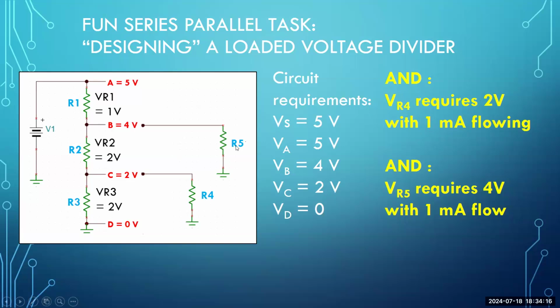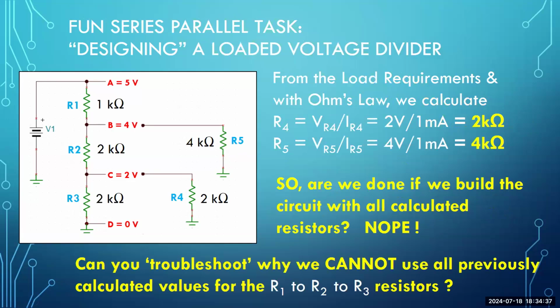By the same token, R5. How can we calculate the value of R5? Well, according to Ohm's law, the value of resistance of R5 is equal to the voltage of R5, in this case 4 volts, divided by the current through R5, which in this case is specified as 1 milliamp. So what does this look like? It looks like this. Here we go.